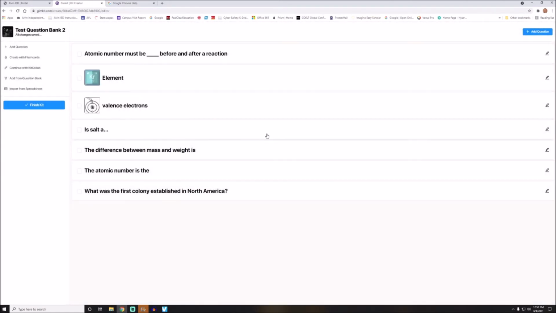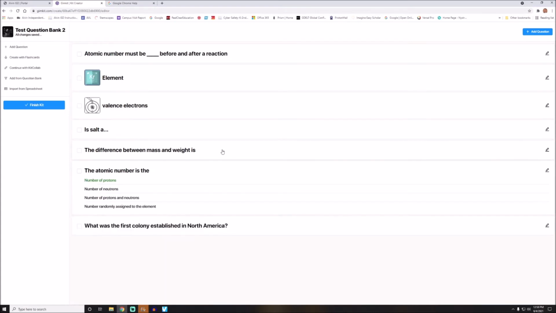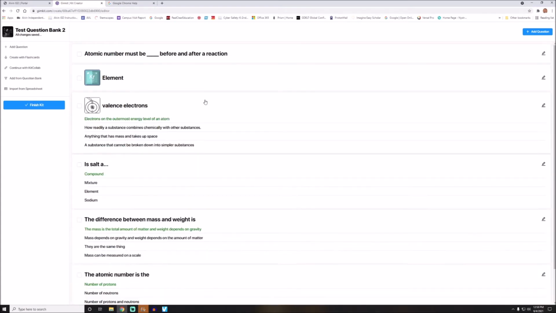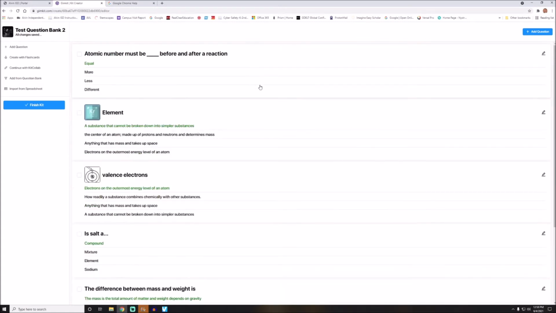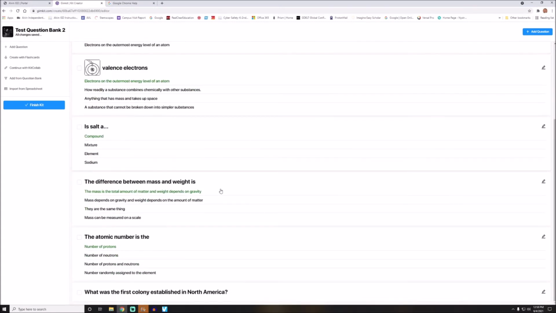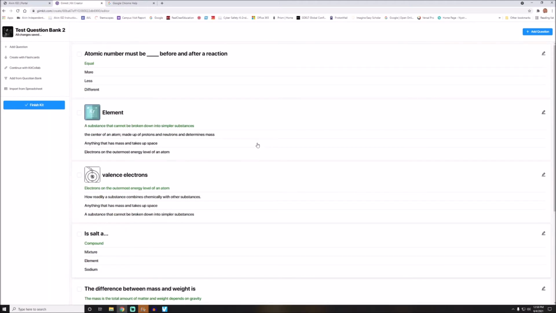Now my question bank includes all of the pieces that I've added from the individual that I just searched and selected out of other question banks, and my original first colony in North America that has nothing to do with valence electrons.